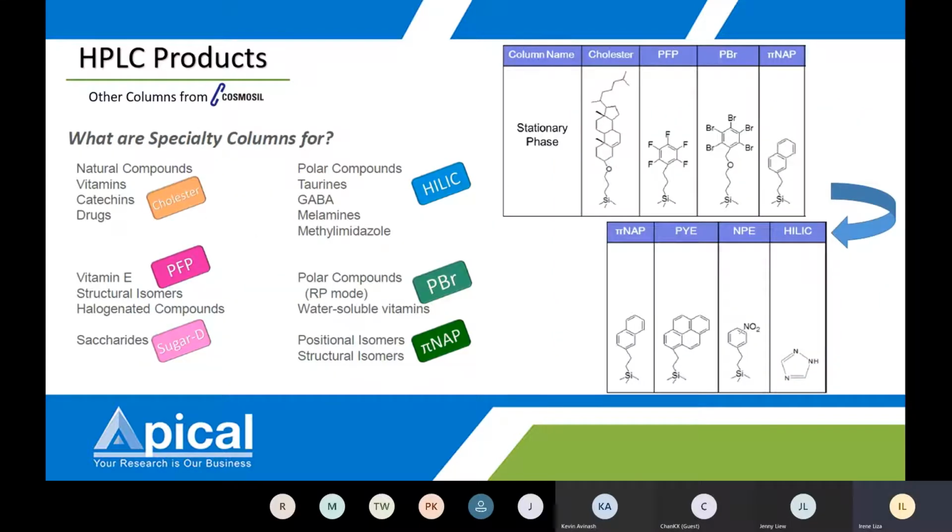Now, we also have special columns. Like what I said, if you have poor separation or peak shape, then perhaps you can start using more special columns. In the case you do not have enough separation, sometimes you can use cholesterol base. We have the rest of these that are very much suited for the compounds that you want to analyze. For example, if you want to analyze vitamin E, and the normal C18 MS2 is not giving you a good peak, perhaps you want to look into the PFP.